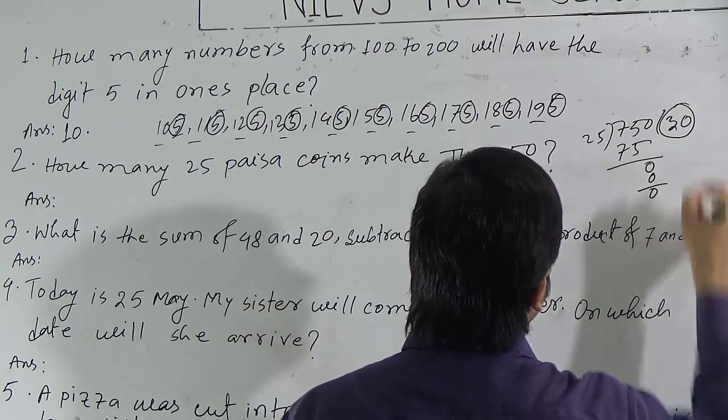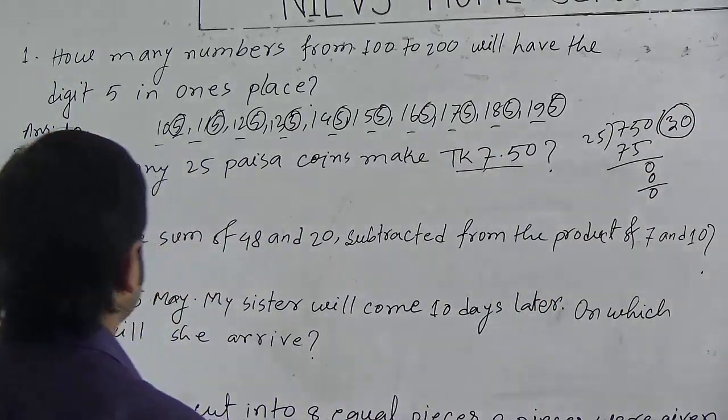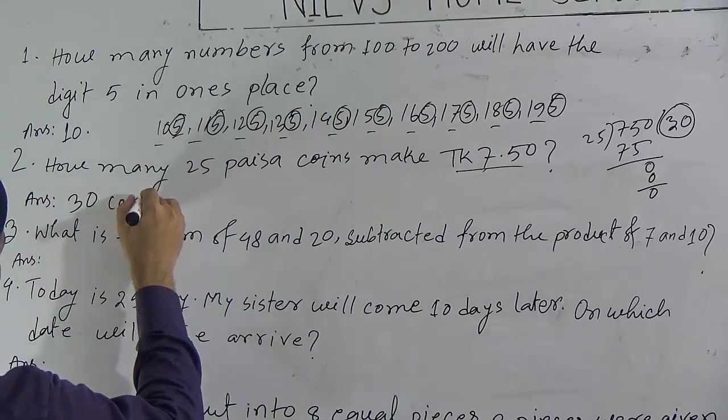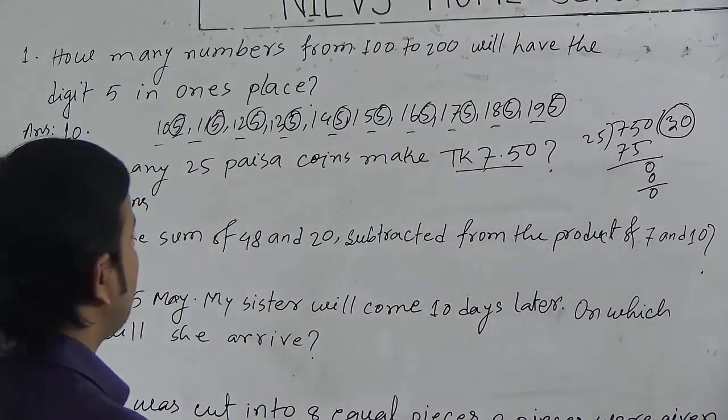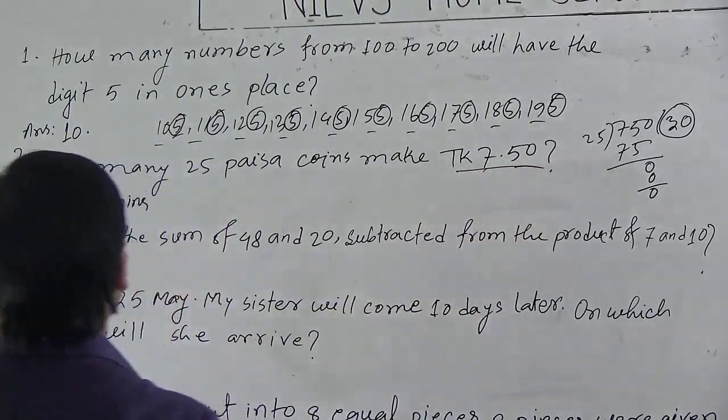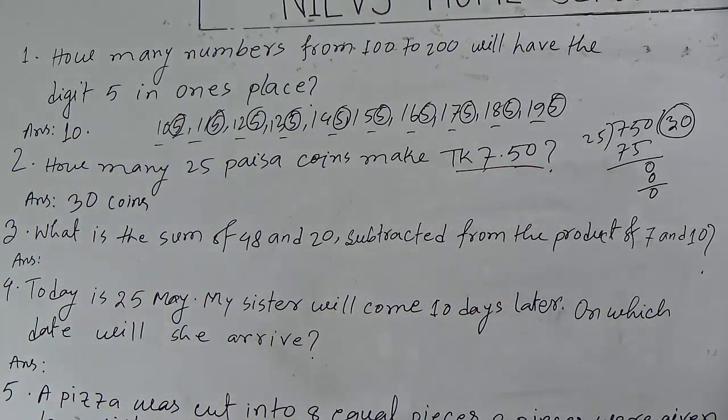So we can say 30 coins. We need the 30 coins of 25 paisa to make 7 taka 50 paisa. So we'll go to the next question, question 3.